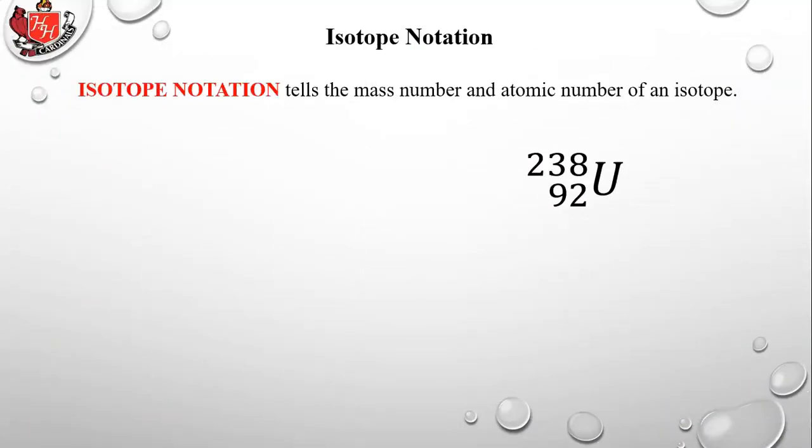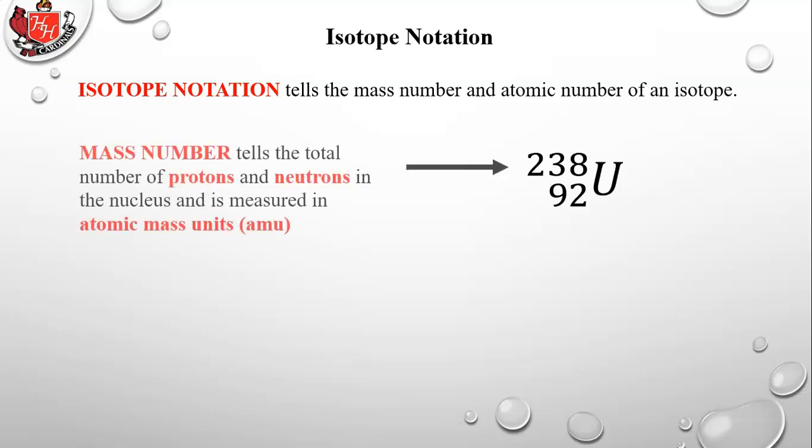So, isotope notation. Isotope notation tells the mass number and atomic number of an isotope. This slide is a review of a concept that we learned way back in the foundations unit. If you look at that notation over there, the top number is called the mass number. It tells you two things really. It tells you the total number of protons and neutrons in the nucleus, measured in atomic mass units. So it tells you the mass of the atom in atomic mass units. Remember, each proton and each neutron is one atomic mass unit. So if you know that there's 238 atomic mass units in that particular atom, then there must be a total of 238 protons and neutrons.